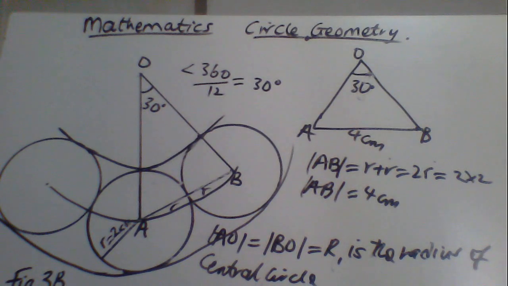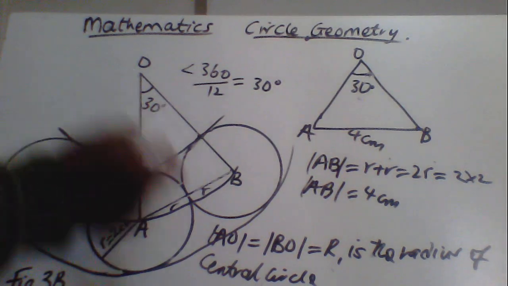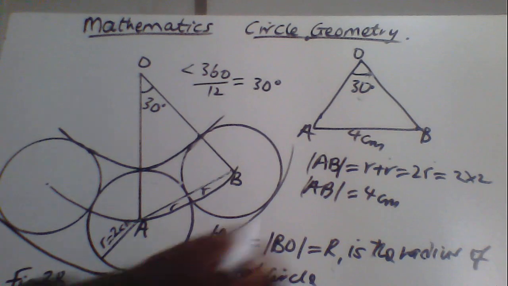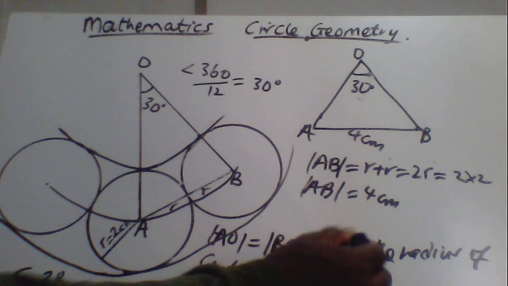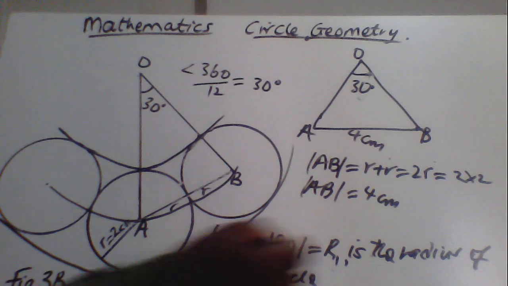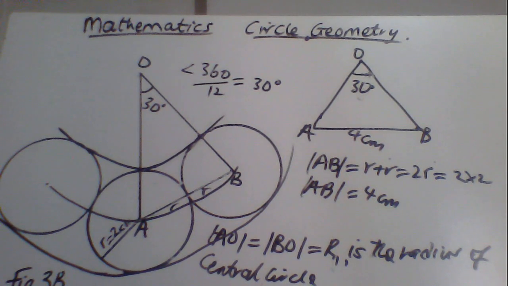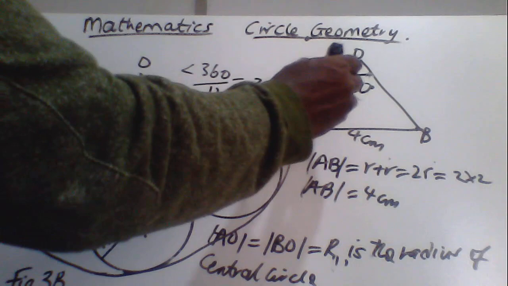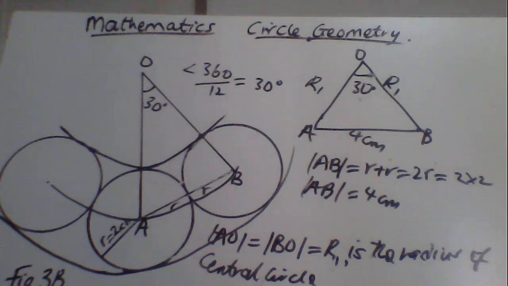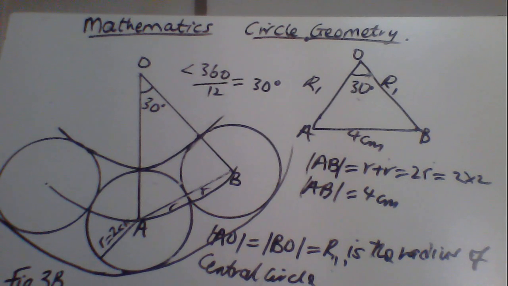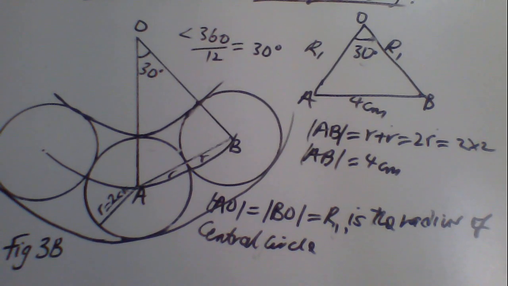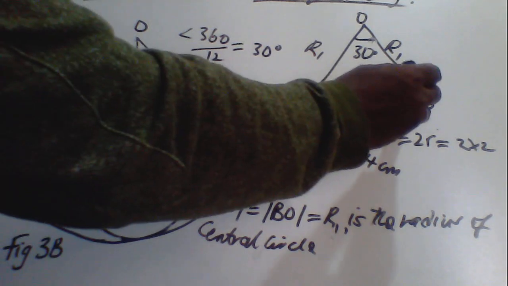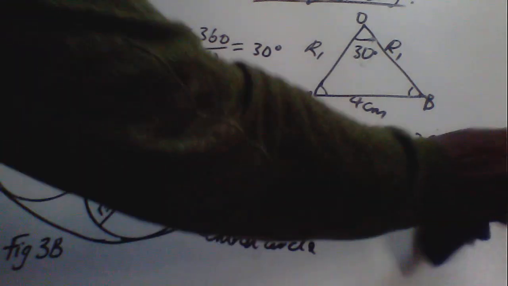Because we know that AO and BO are radii, we call it R1. They are equal because they are the radii of the central circle. So here will be R1 and here will be R1. Once we have gotten that, the next thing we have to do is to solve for R1. Because this is 30, we can find these angles. So let's find the angles.